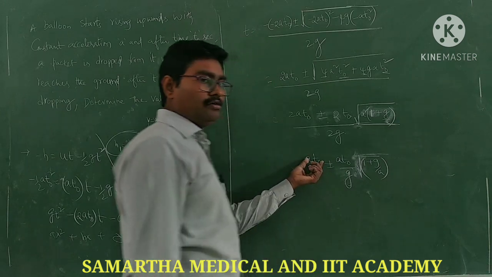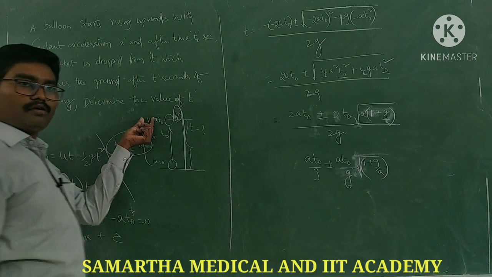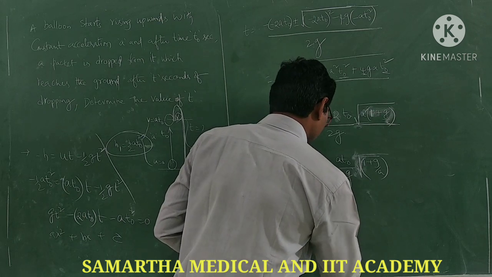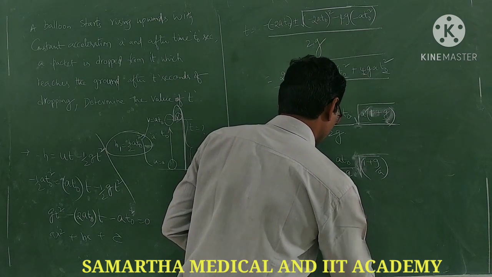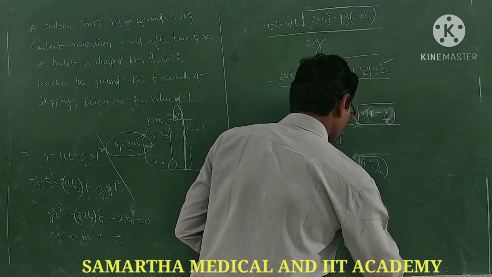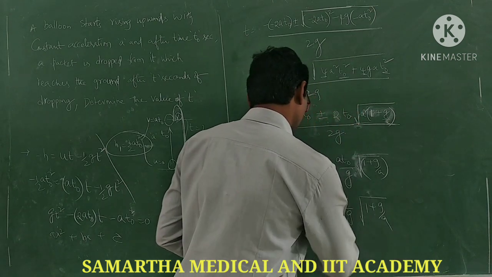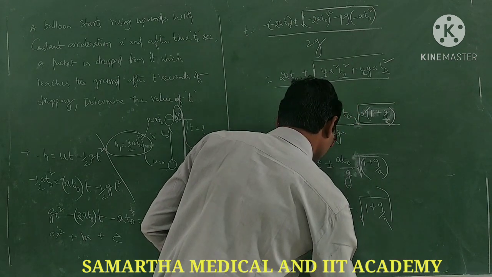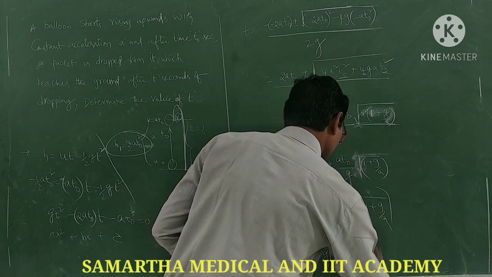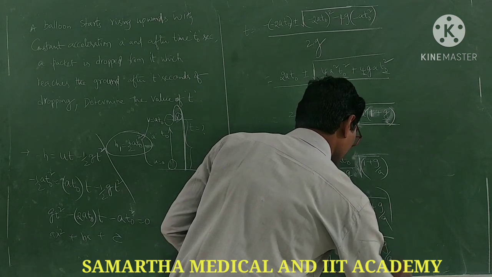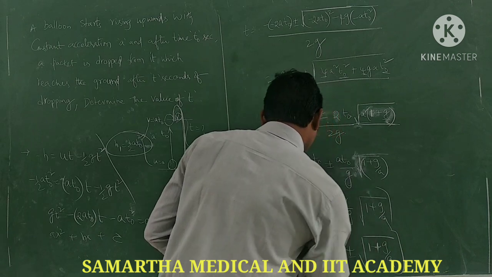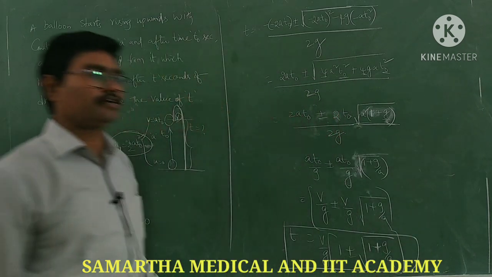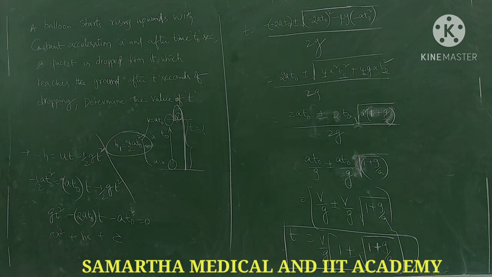What is a t naught value? v. Can we write like this, v by g plus or minus v by g root 1 plus g by a? That is the time taken by A to hit the ground. Note down. Understood? Next.